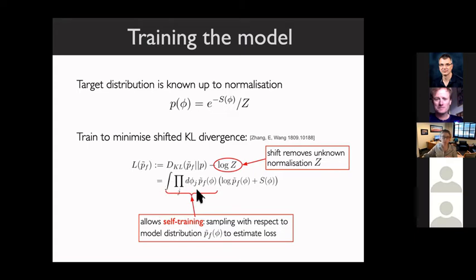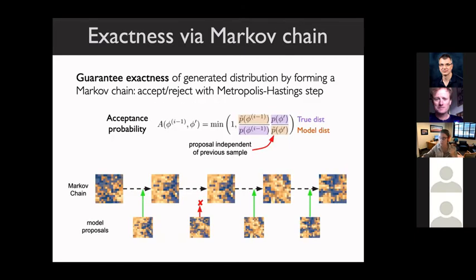So you don't need training data. You can guarantee exactness by forming a Markov chain, taking completely independent samples and then composing them into a chain and accept-reject based on the previous sample in your chain. You can then have a complicated model with many free parameters to optimize, which is the machine learning practice. You can guarantee the exactness of your final distribution, and you can optimize this model without needing any samples from the distribution itself.